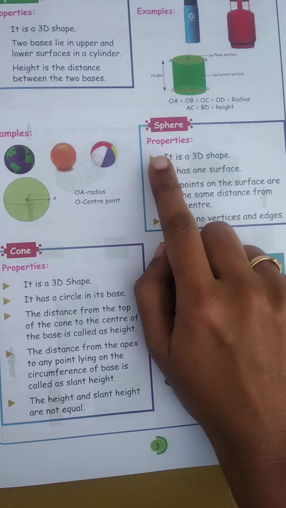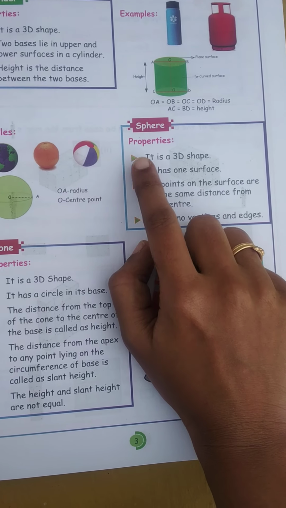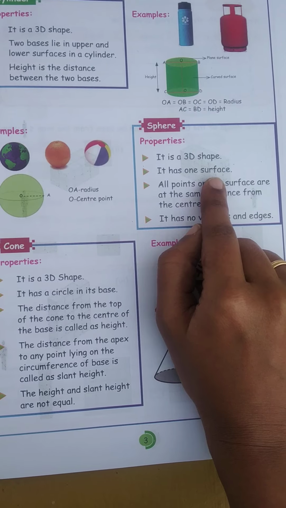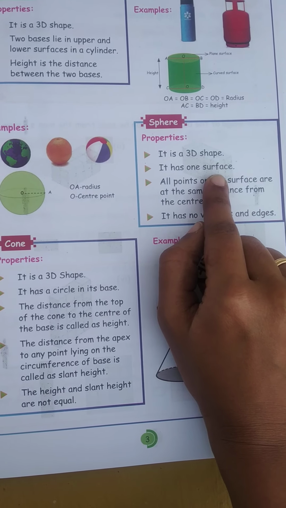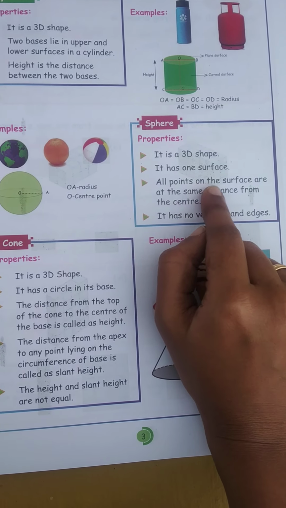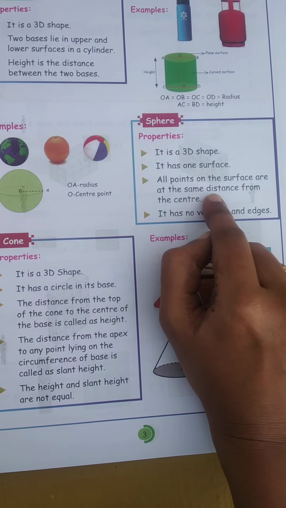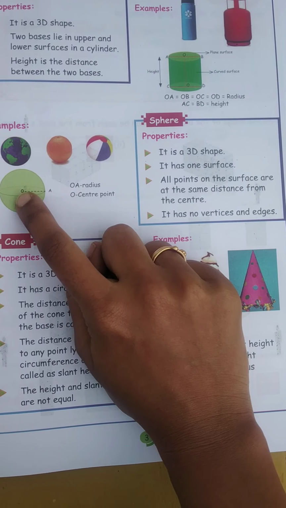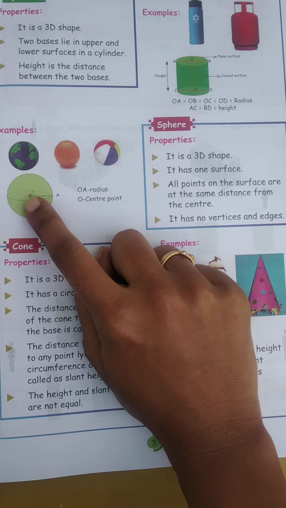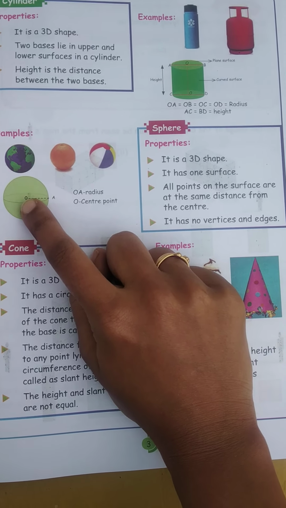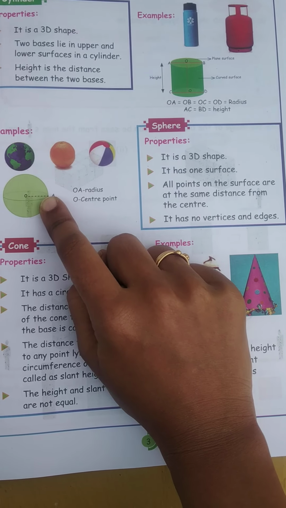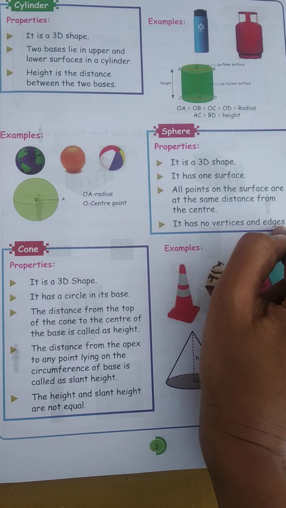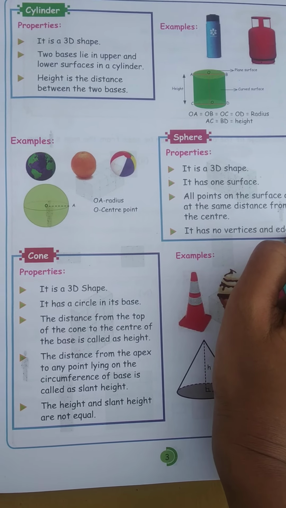Clear? And sphere. Properties of sphere: it is a 3D shape. It has only one surface, you know that very well. All the points on the surface are the same distance from the center. Here it is also looking like a circle. So this is the center point. OA will be the radius. It has no vertices and no edges. We all know this very well.